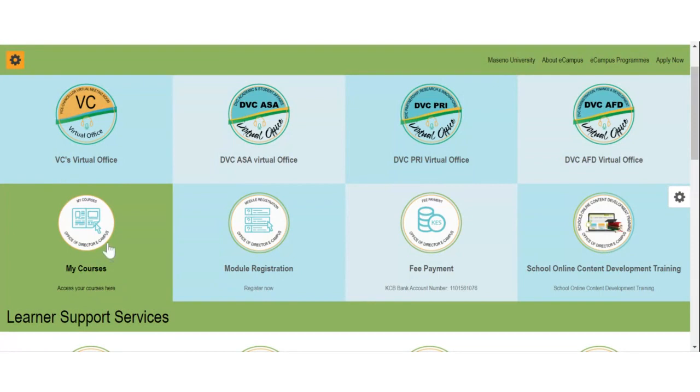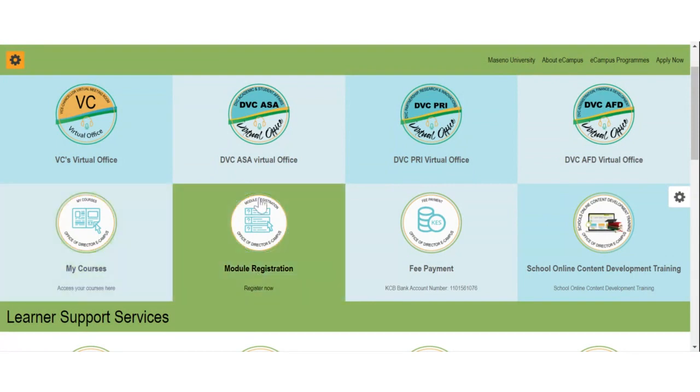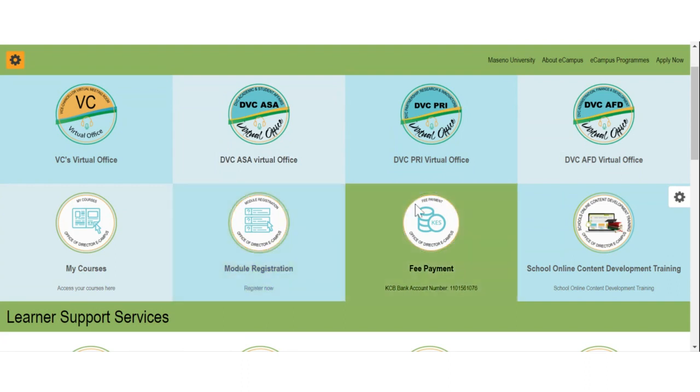We have a link for module registration, where students, especially our eCampus students, are able to register for modules before we enroll them, because the process at the eCampus is that you must register for a module before the module is added to your dashboard. So this is the place where they register for modules. This is where they interact with our eCampus accountant on fee payment.